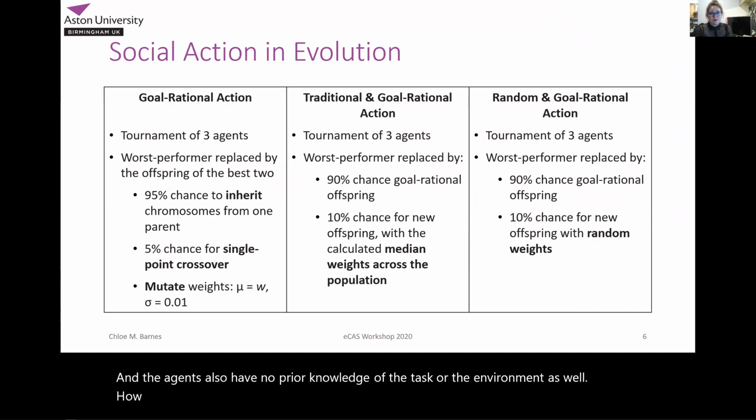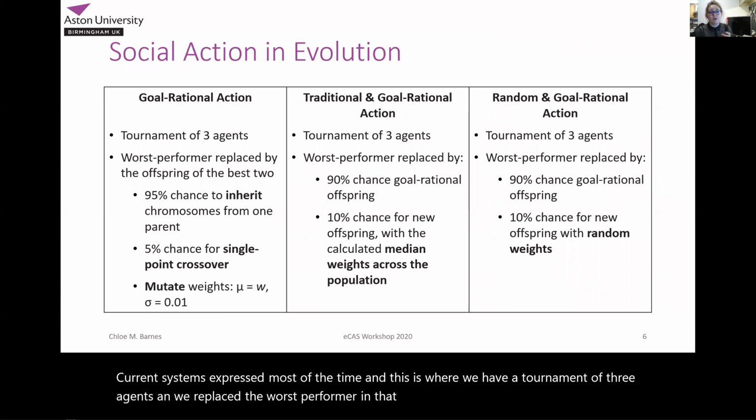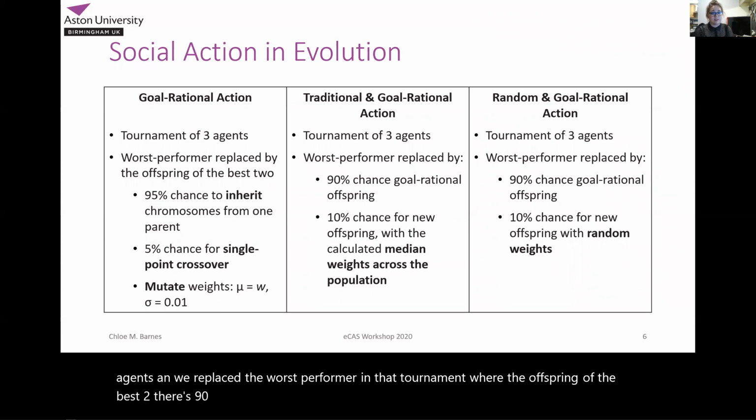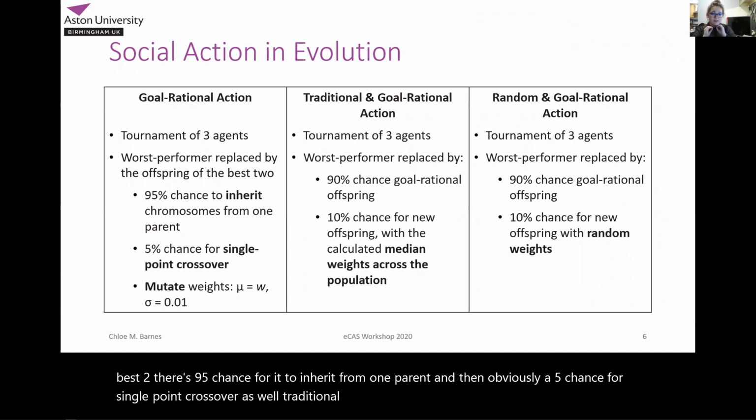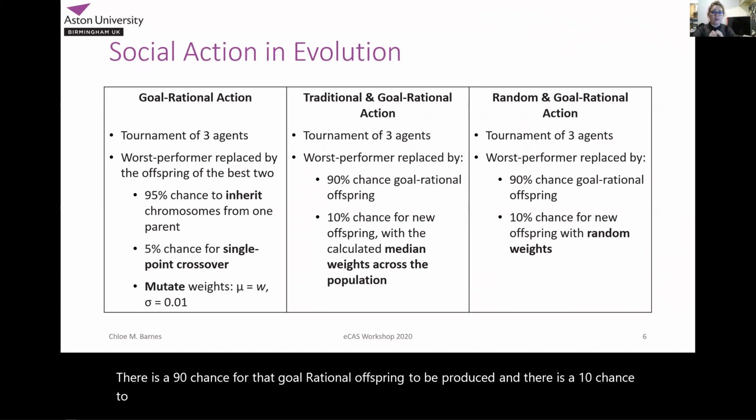How do we incorporate social action into our agents then? Well, goal rational action is what current systems express most of the time. And this is where we have a tournament of 3 agents and we replace the worst performer in that tournament with the offspring of the best 2. There's a 95% chance for it to inherit from one parent, and then obviously a 5% chance for single point crossover as well. With traditional action, however, there is a 90% chance for that goal rational offspring to be produced, and there is a 10% chance to replace the offspring with a traditional offspring. And this is calculated from the median weights across the population in that deliberative network.